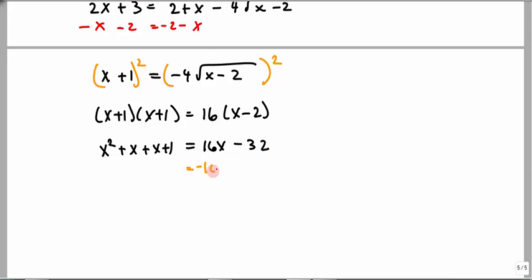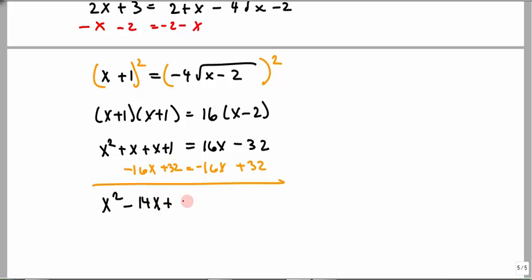So I subtract 16x and add 32 because I want to get this set equal to 0. And I have x squared. x plus x is 2x, 2x minus 16x is a minus 14x, 1 plus 32 is 33. Okay, so let's regroup here for a second and figure out how we're going to solve this quadratic equation.